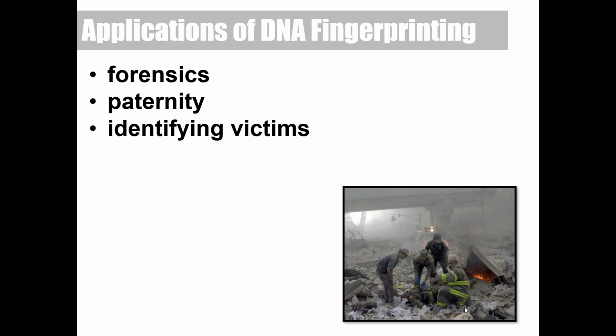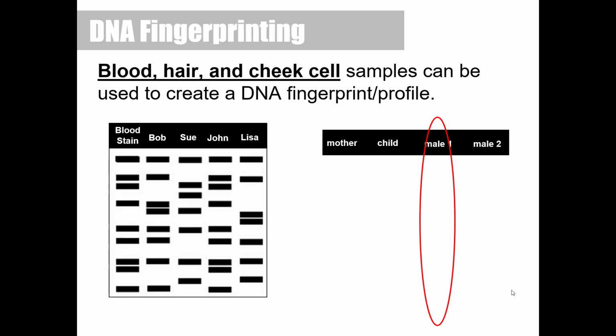Now, there are several other applications of DNA fingerprinting. Of course, it's used in forensics, but it can also be used to determine paternity, and it can also help identify victims. If you're familiar with 9/11, when terrorists attacked the World Trade Center, they had to use DNA fingerprinting to help identify some of the victims. And they're actually still using DNA fingerprinting today to help identify some of those victims.